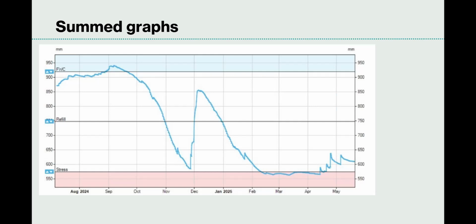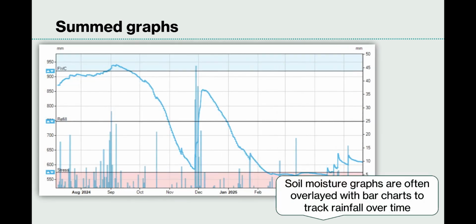A summed soil moisture graph displays the total amount of water in the soil by adding moisture readings from multiple depths over time. Typically, it's shown as a line graph, and it helps track soil water availability, with the x-axis representing time and the y-axis representing total soil moisture. This visualization is useful for understanding irrigation needs, drainage, and crop stress. And they're often overlaid with bar charts to show when rain or irrigation has occurred, so you can see the impacts of rain on soil moisture.